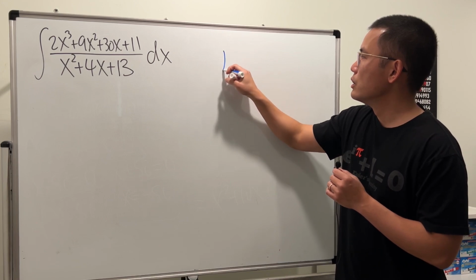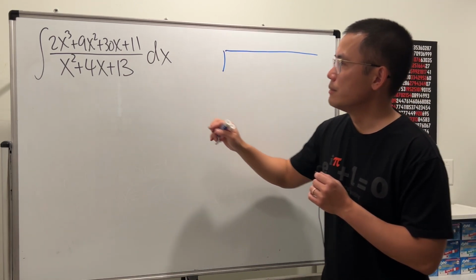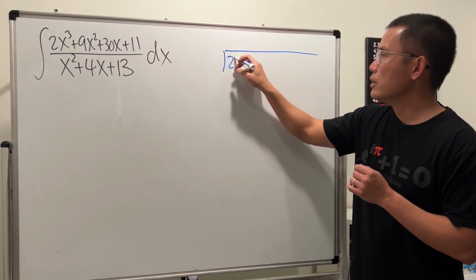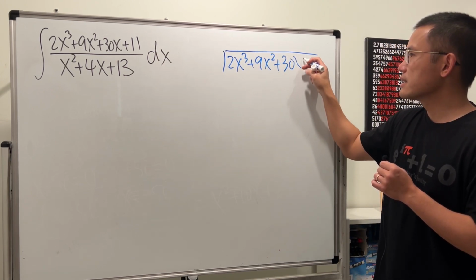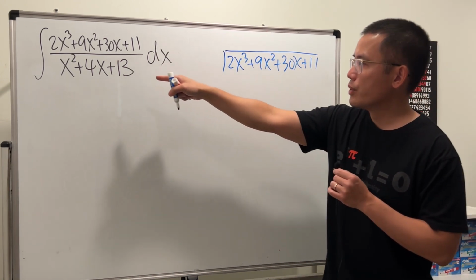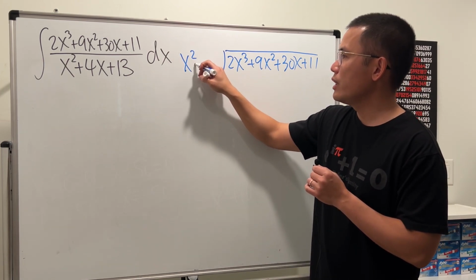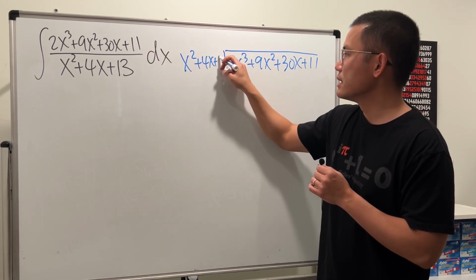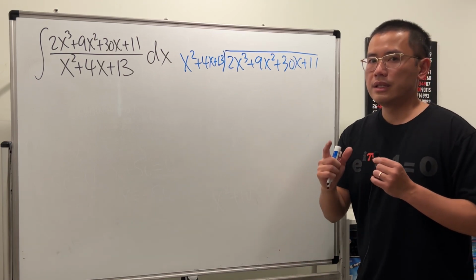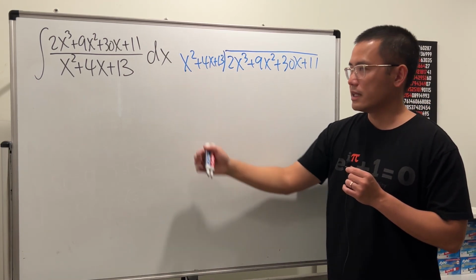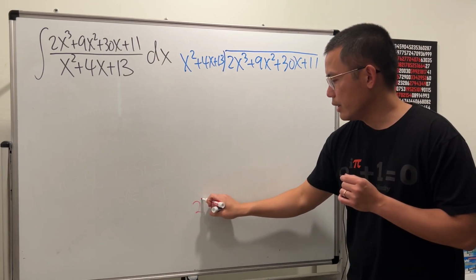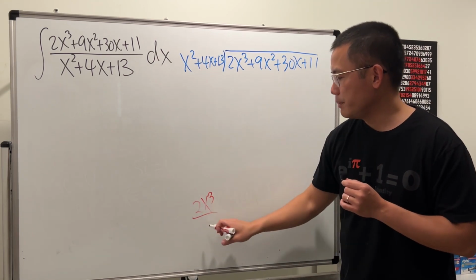Go ahead, draw the long division symbol, and then put the top inside: 2x cubed plus 9x squared plus 30x plus 11. And then put the bottom on the outside, x squared plus 4x plus 13. Now, you have to compare the first term on the inside and then the first term on the outside. So, if you have 2x cubed, just divide it by x squared.